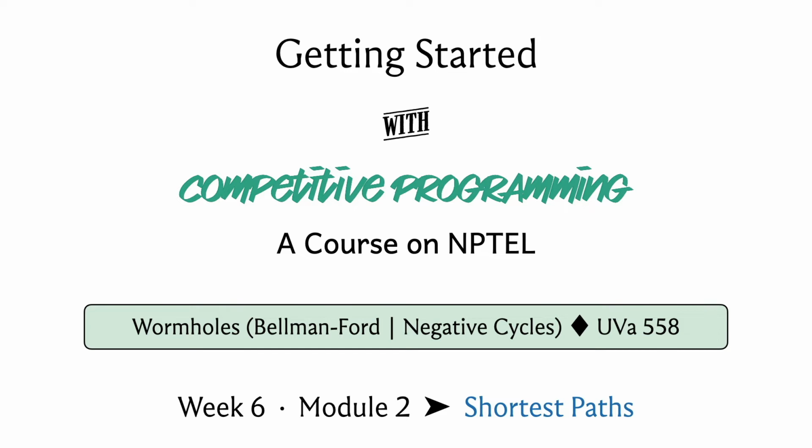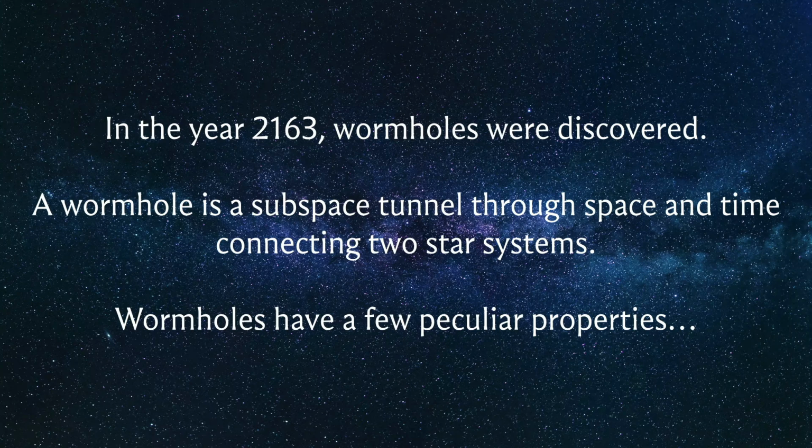And let me begin by telling you about the problem. We are told that it's the year 2163, which is when wormholes were discovered. A wormhole is a subspace tunnel through space and time connecting two star systems, and wormholes have a few peculiar properties. Now, you can probably already guess, given the context in which I'm presenting this problem, that we want to think about star systems as the vertices of some graph and a wormhole as an edge that connects them. So let's just keep that at the back of our minds and then continue with the story here.